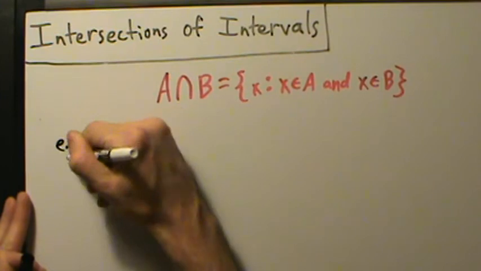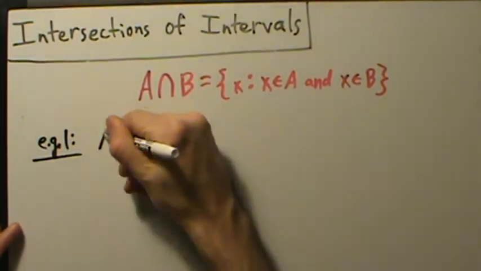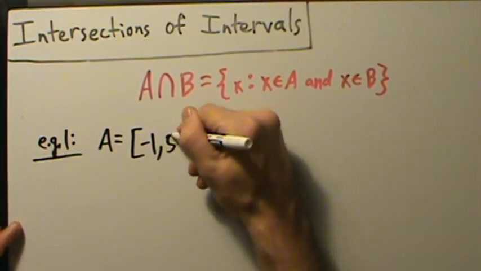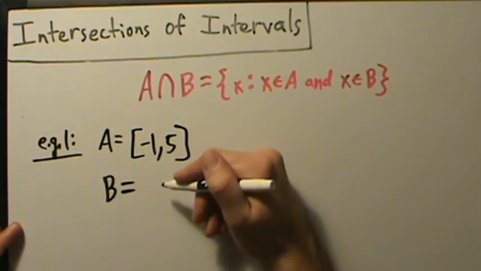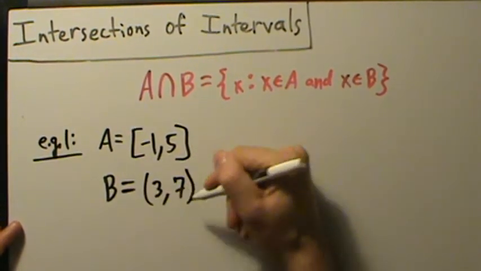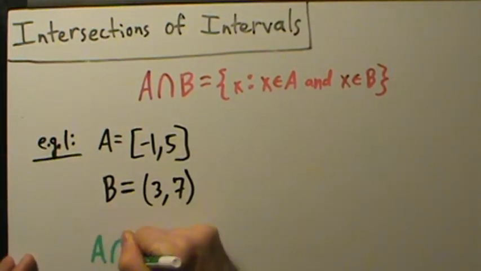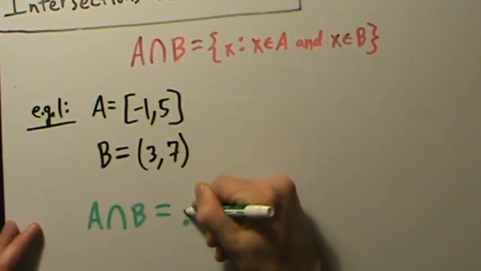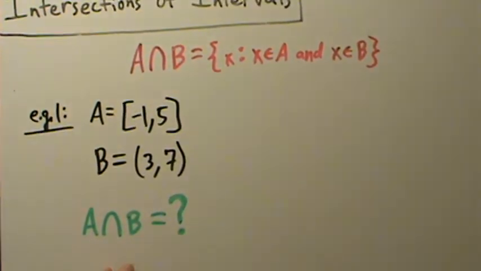So let's just start with an example. Example 1. Let's say we have A equals [-1, 5], and B equals [3, 7]. We want to find out what is A intersection with B. Remember, the intersection of two sets is the set of all the elements they have in common. So it's everything they share, all the overlap between them.